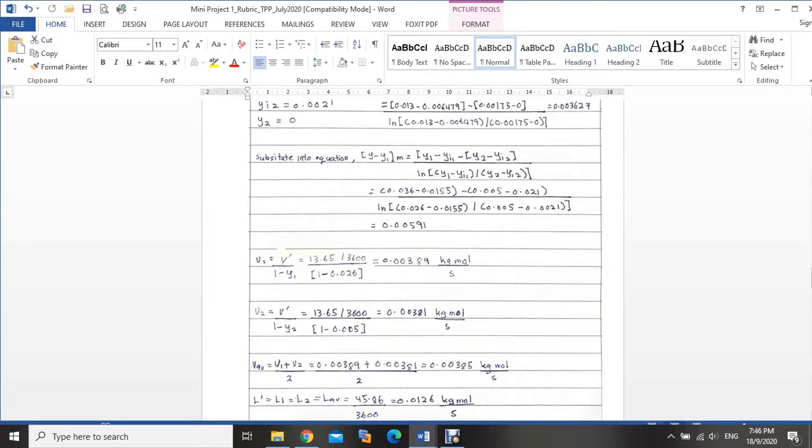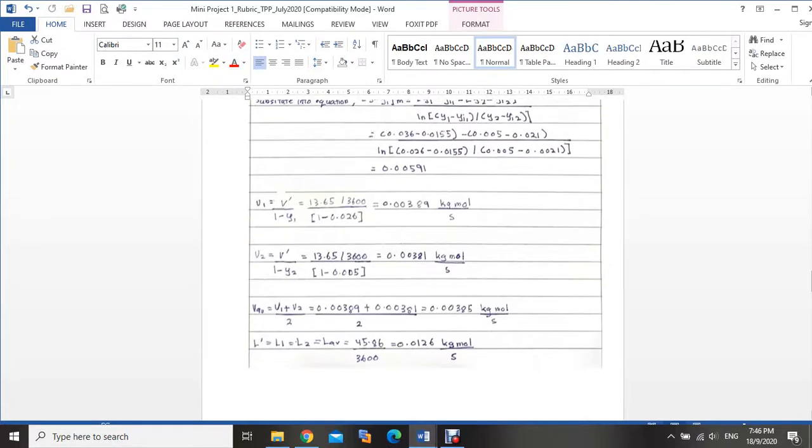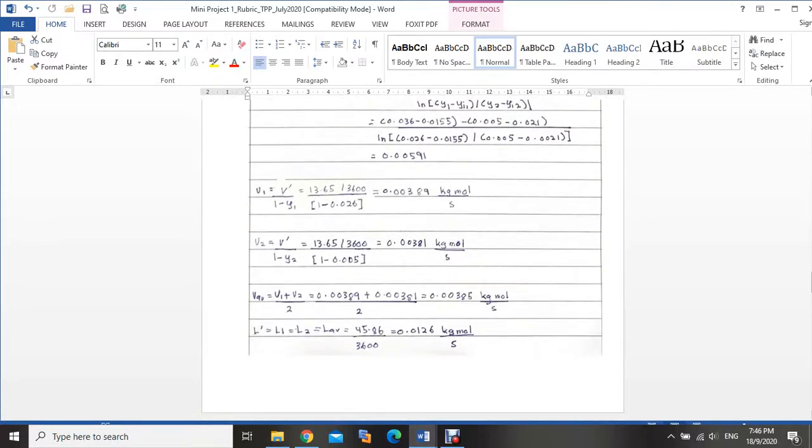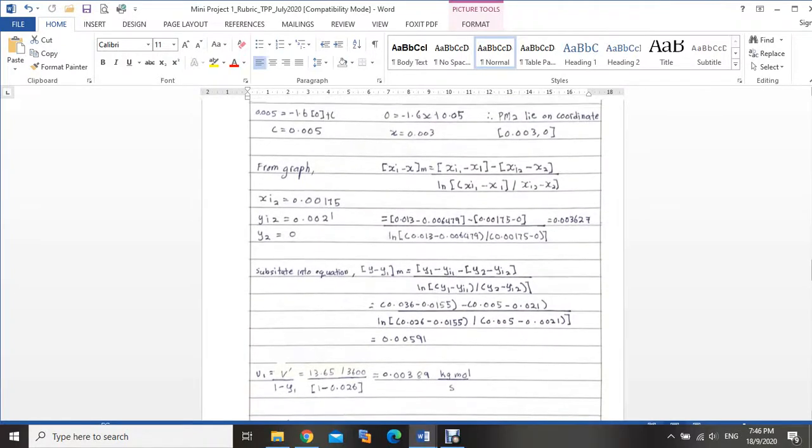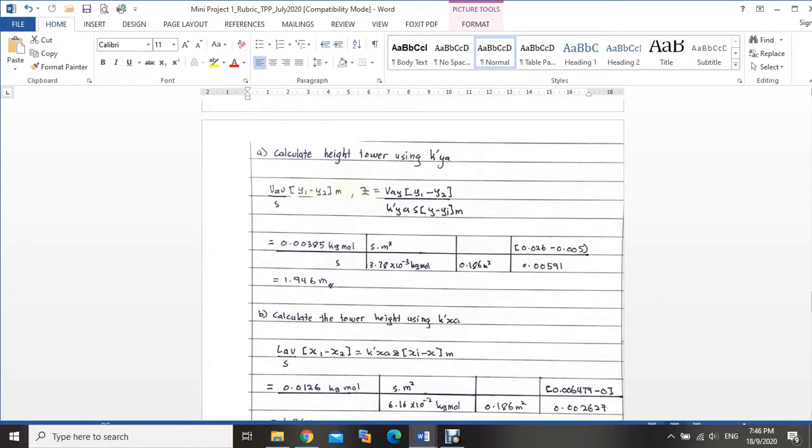So we have to standardize. We just divide by 3600, and then we will get the value of VAV equal to 0.0385. Then substitute into the equation and you will get the value of Z using the single mass transfer coefficient in the gas phase, which is 1.946.